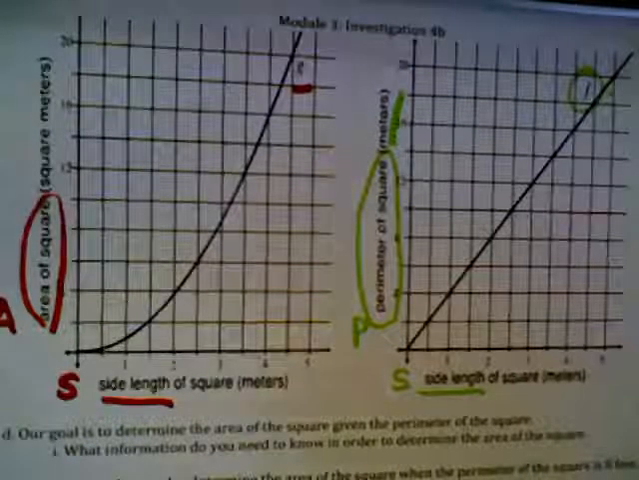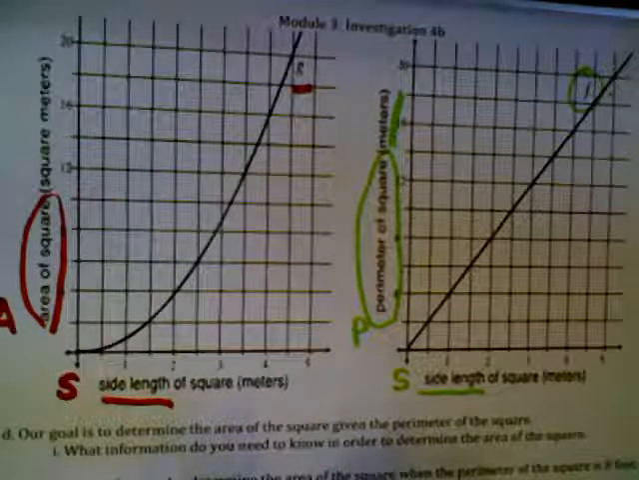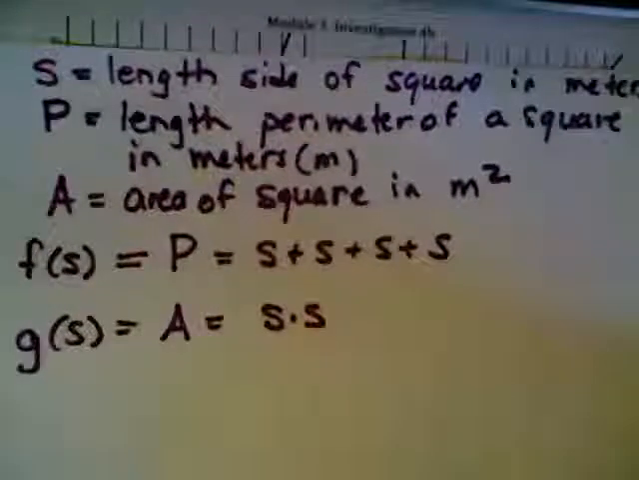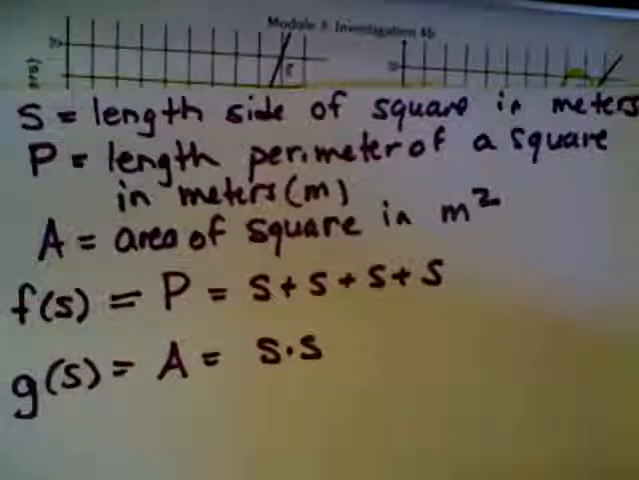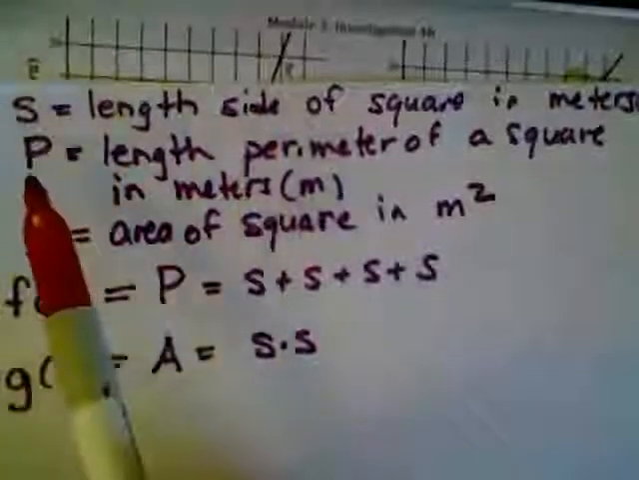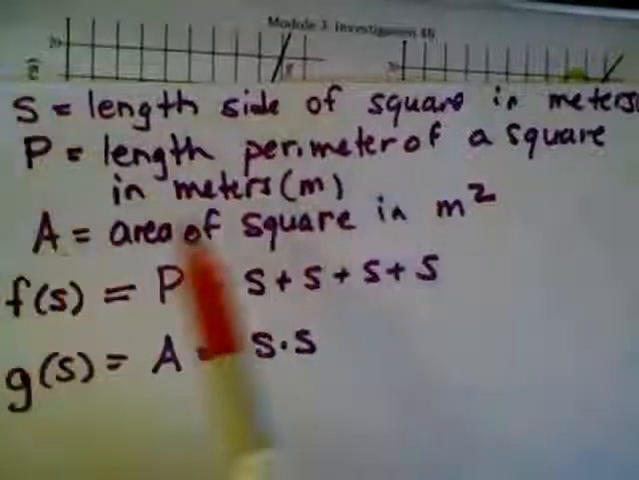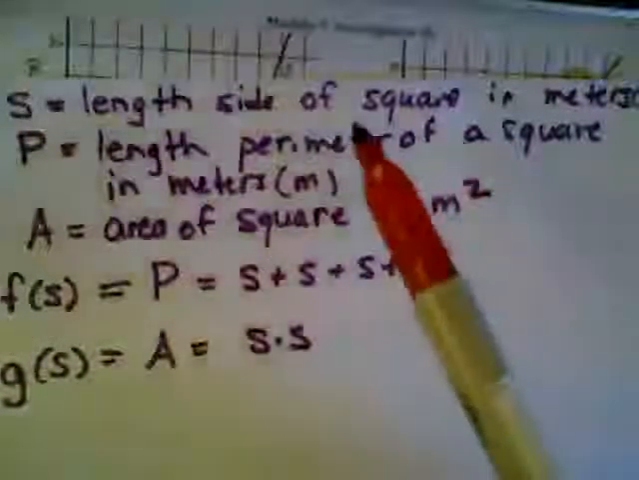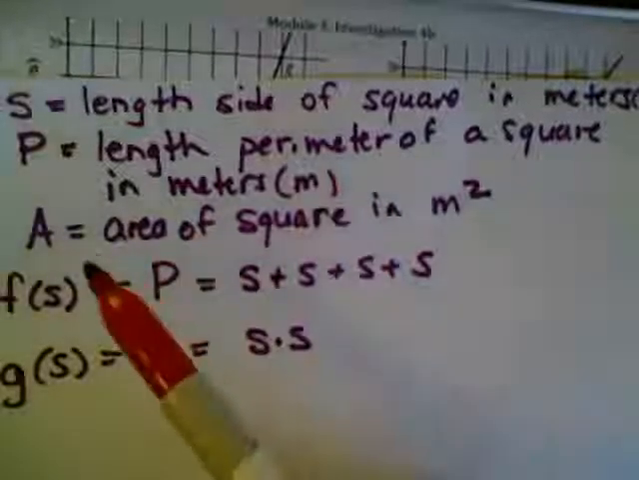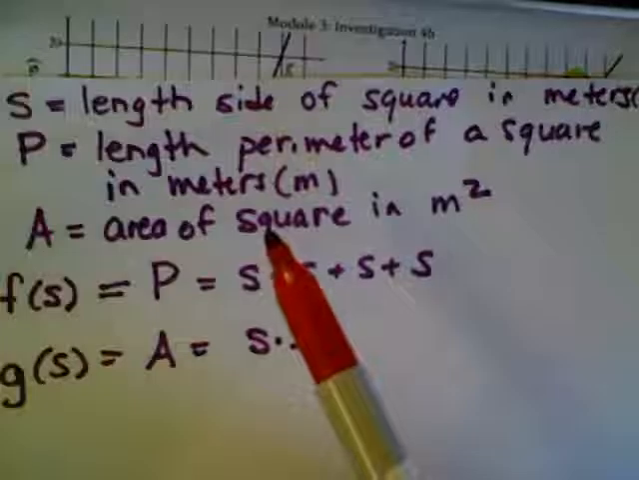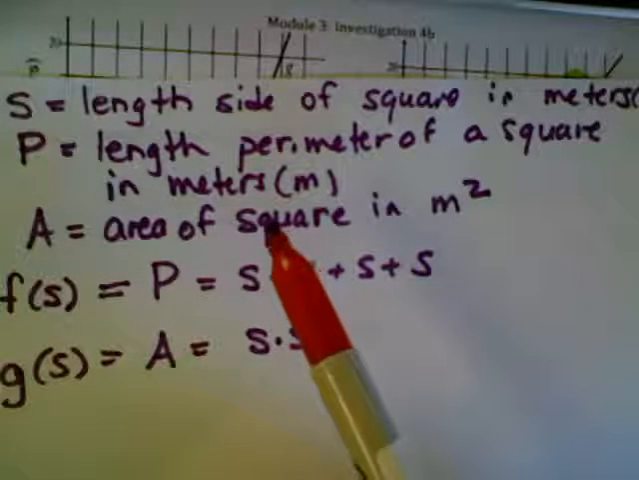If you think through the correspondence of these quantities, we've defined the three quantities: s, length of the side, and p, length of the perimeter of a square. Both s and p have the same units, meters, but they are different quantities. A has a different unit, meters squared, and it's a third quantity, area of the square.